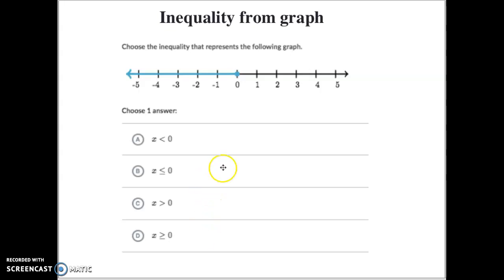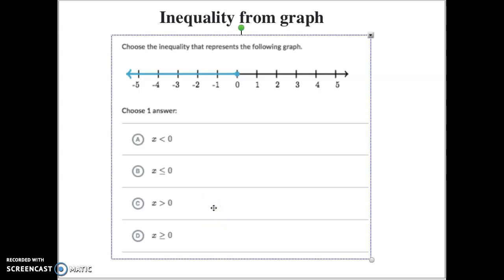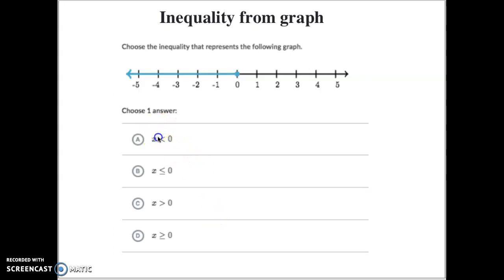Pretty easy one here. First of all, you should know the difference between what type of dot goes with an inequality that does not have an equal sign and what type of dot goes with the type that does have an equal sign. Think about that for a moment. What type of dot? I'll give you two choices.